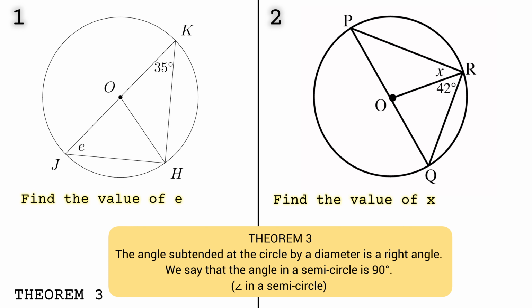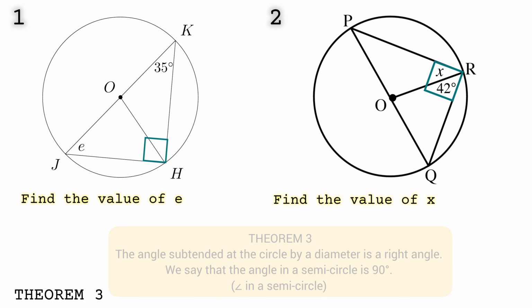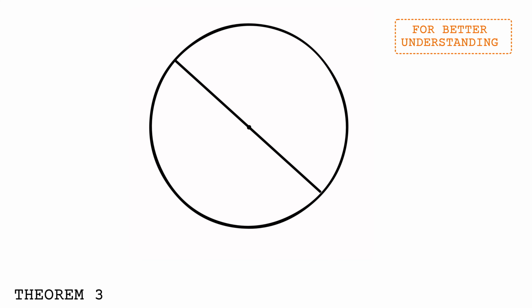Theorem 3 states that the angle subtended at the circle by a diameter is a right angle. We say that the angle in a semicircle is equal to 90 degrees. So we say this angle is an angle in a semicircle. The angle in a semicircle is formed by two chords that are drawn from the two ends of a diameter and meet at one point on the circumference of the circle, forming a 90 degrees angle.